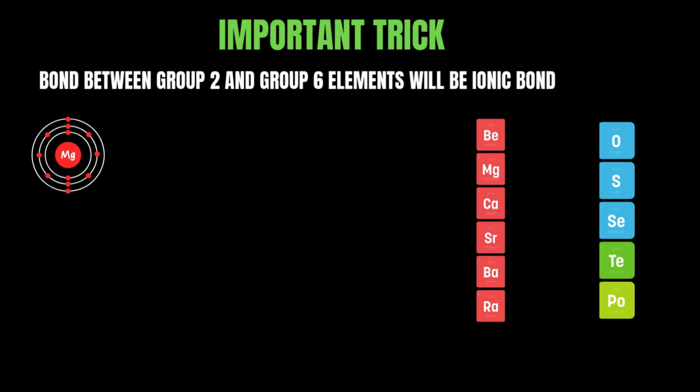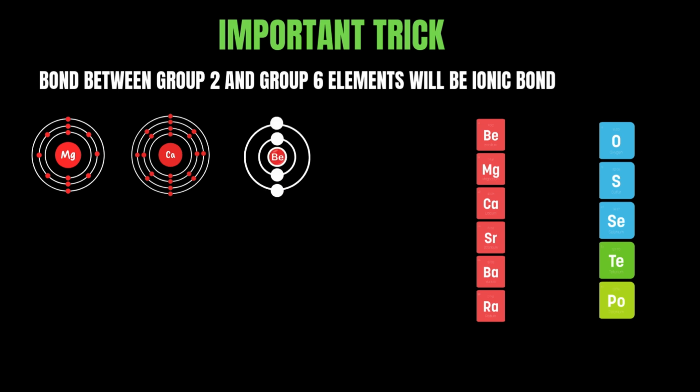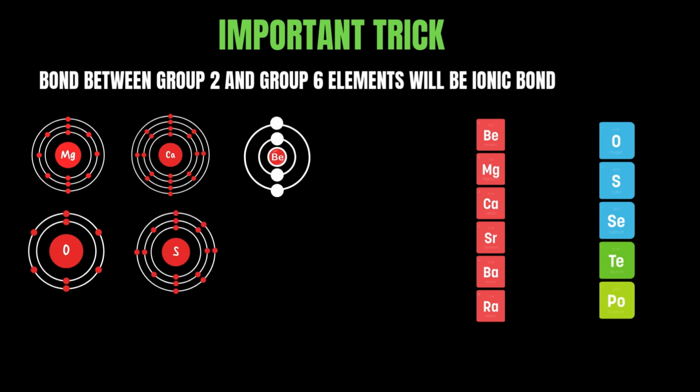All group 2 elements like magnesium, calcium, and barium have 2 electrons in their outermost shell. To complete their octet, they always lose 2 electrons. On the other hand, all group 6 elements like oxygen and sulfur have 6 electrons in their outermost shell. To complete their octet, they always need to gain 2 electrons. So when group 2 elements react with group 6 elements, complete transfer of 2 electrons takes place. Group 2 elements lose 2 electrons, and group 6 elements gain 2 electrons. Both achieve stable configuration. Therefore, the bond between group 2 and group 6 is always ionic bond.